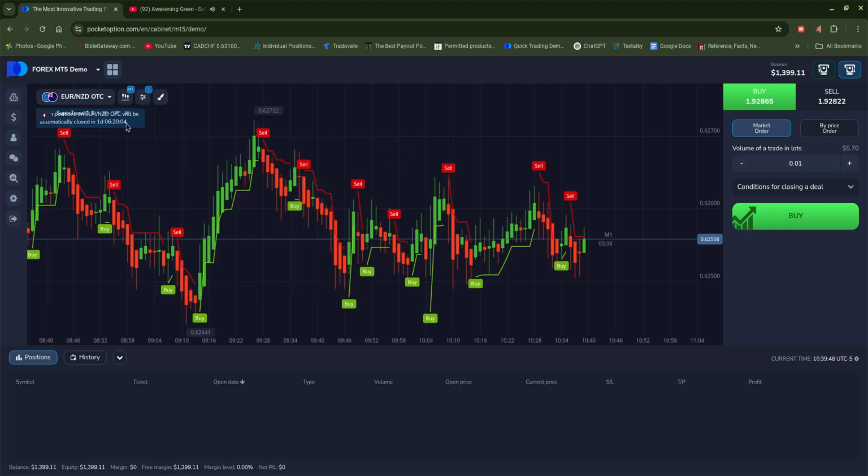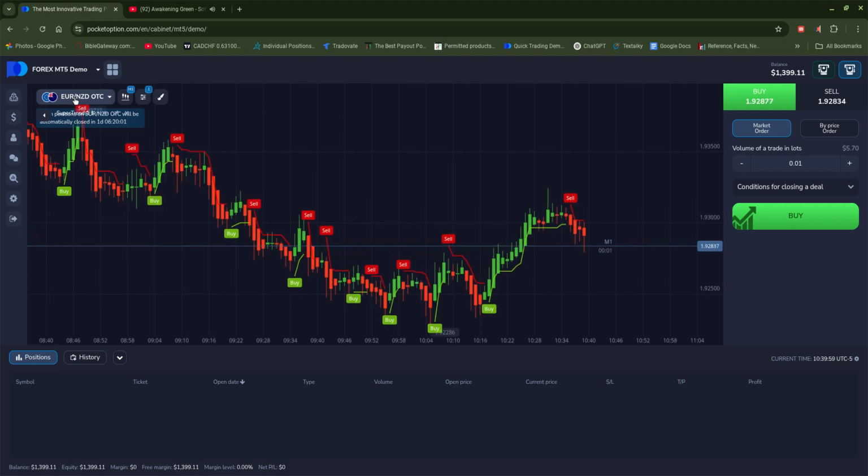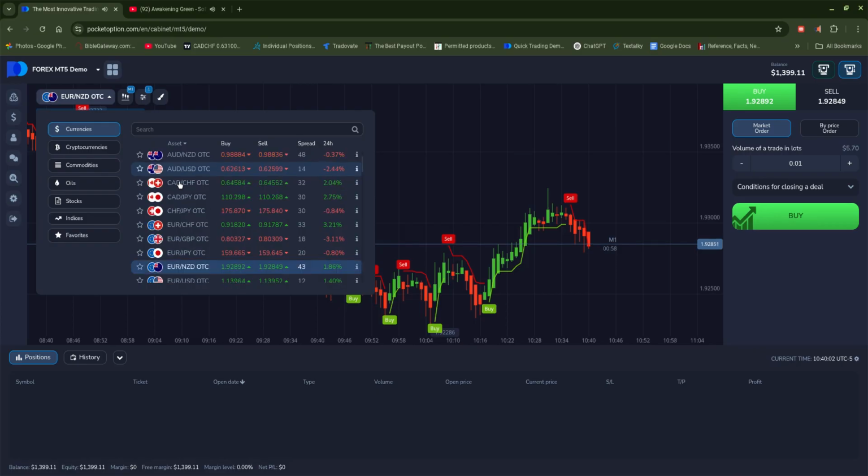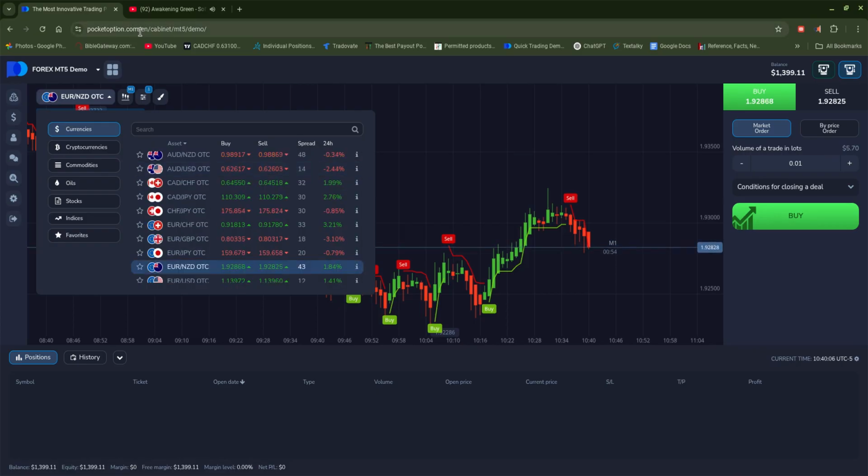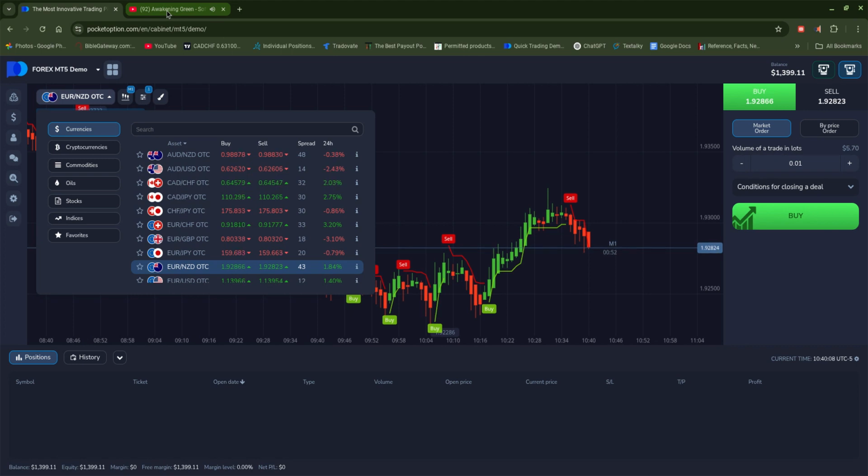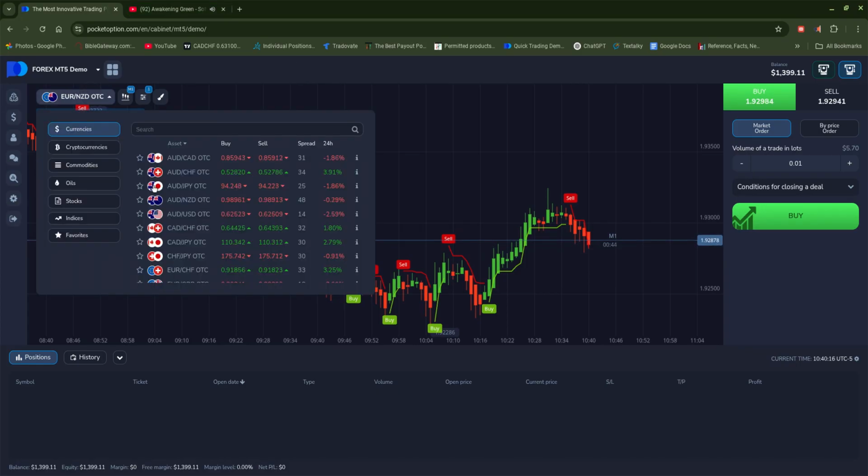I'm not getting a good printout. There we go. Taking a second because I'm screen capturing, I'm playing the music, and I am trading on a little Chromebook here. So I might not be able to keep up with everything.